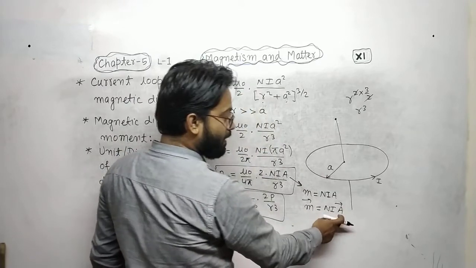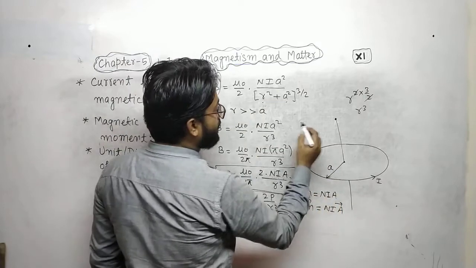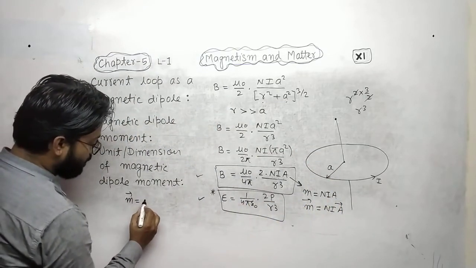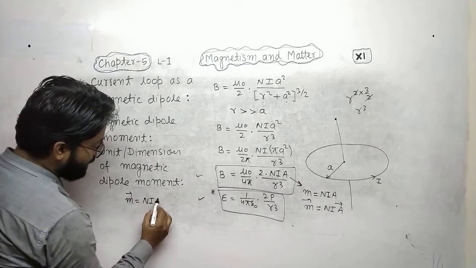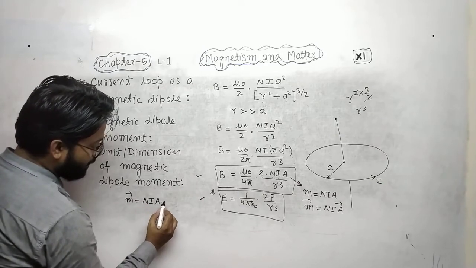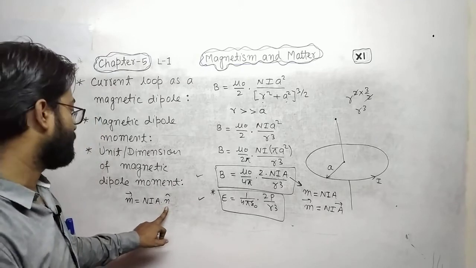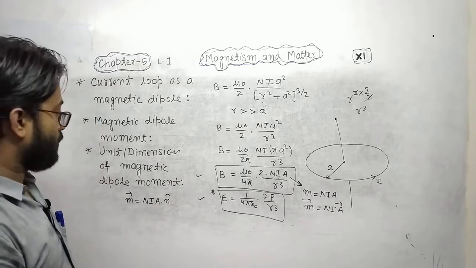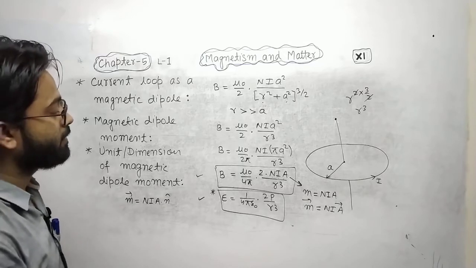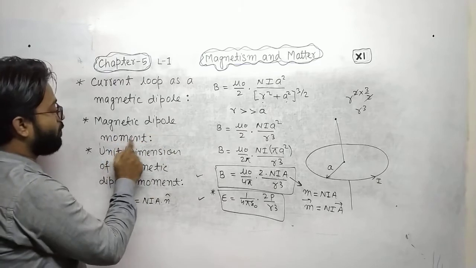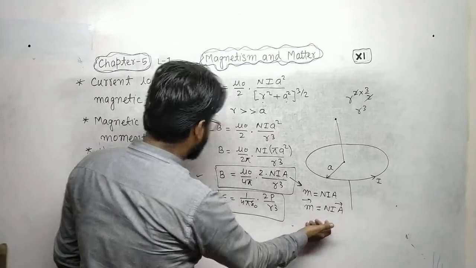Also you can write m equals NIA into a unit vector, like that. m will be equal to NIA, the magnitude of the area vector, into the normal area vector. Hope you are getting it. Now we have discussed magnetic dipole moment.